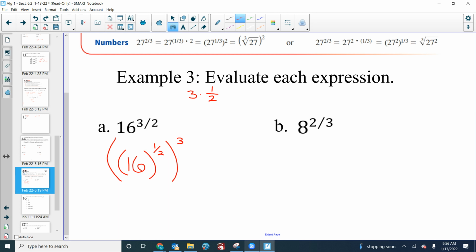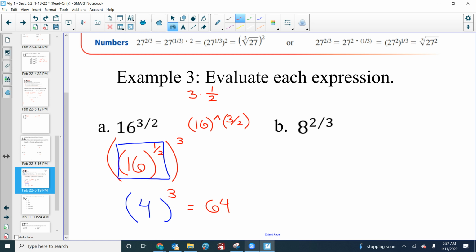Now, can I solve this? Well, I work from inside out. What's the square root of 16? This is 4. And what is 4 cubed? 64. Let's check it in our calculator. 16 caret 3 divided by 2 in parentheses.